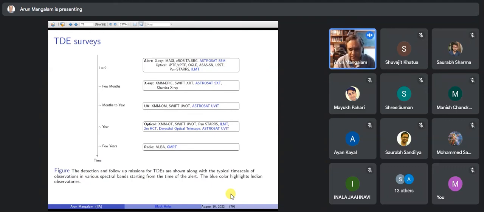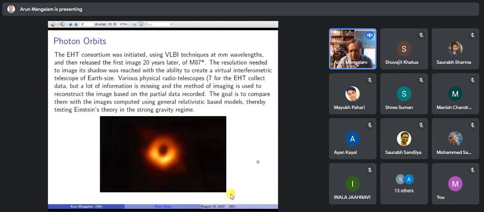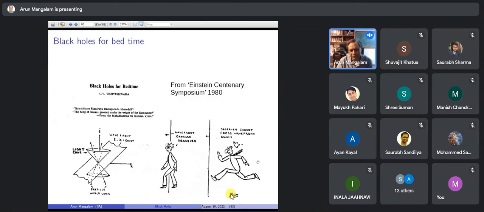You can get alerts in X-ray satellites. Various events happen from months to year to few years in radio, optical, UV. So there are various events that you can study. And of course, there is this famous thing about the shadow of the black hole, which I described. I'm looking at the theoretical aspects of this also.